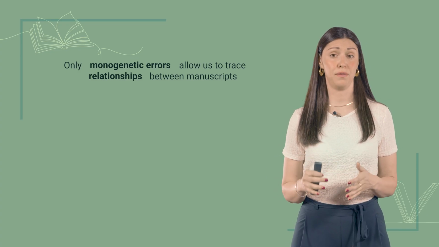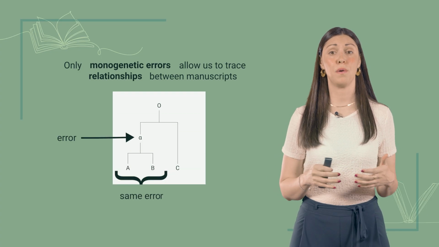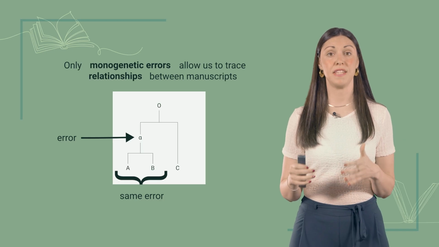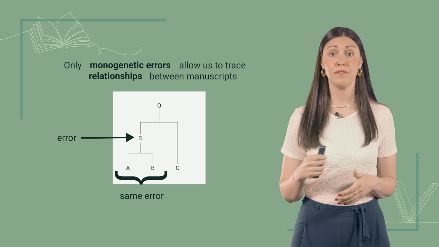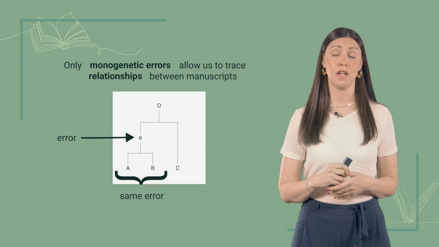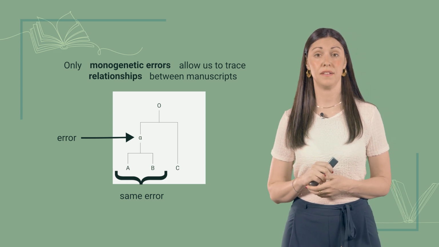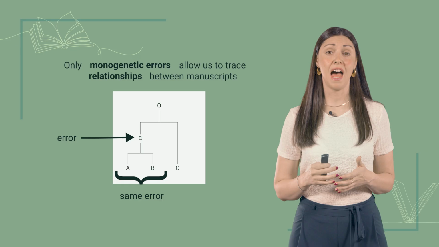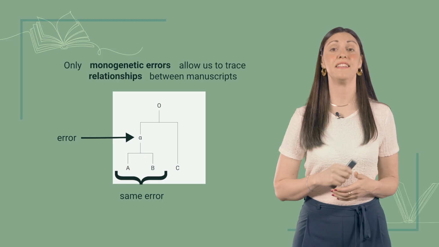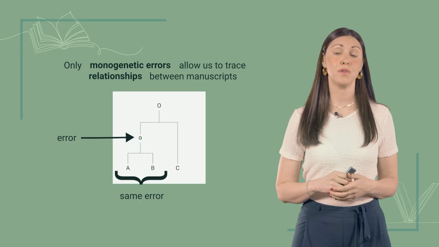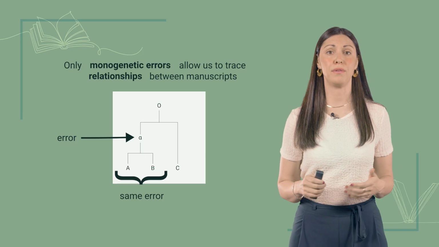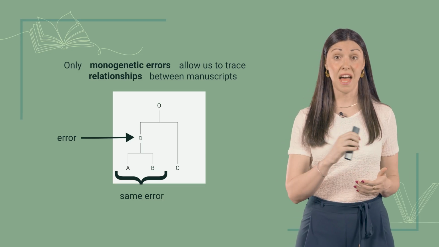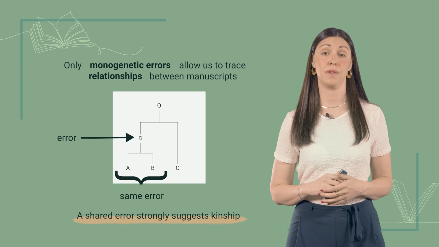The logic is straightforward. When two or more manuscripts contain the same distinctive error, it is highly likely that they descend from a common ancestor in which the error first appeared. In this respect, errors are often more revealing than correctness. Two manuscripts that agree completely might offer no clue about their origins, but a shared error strongly suggests kinship.